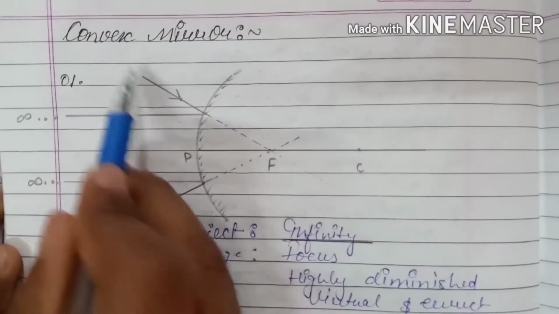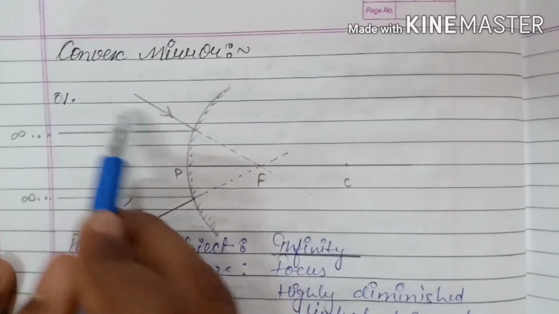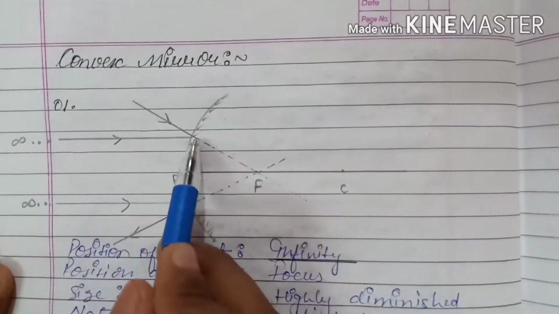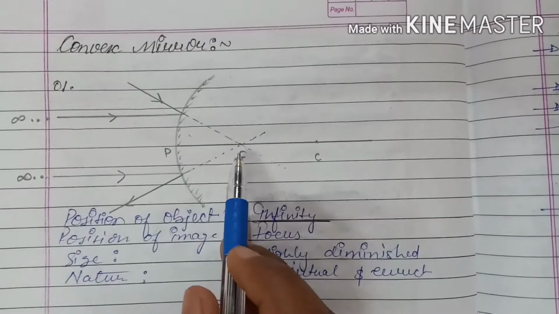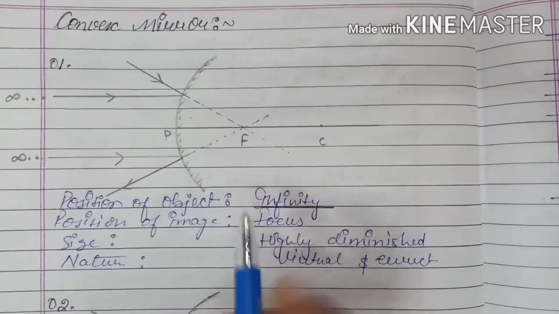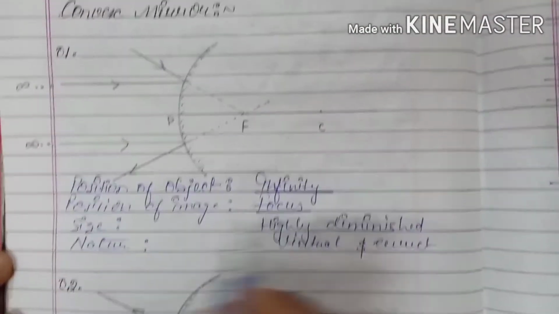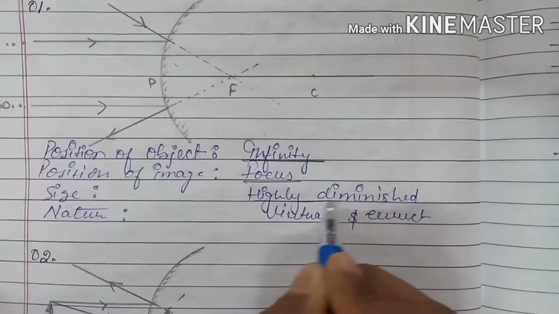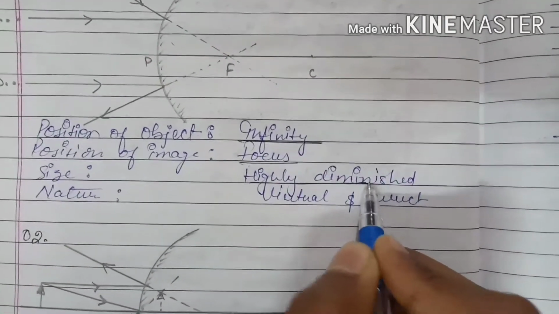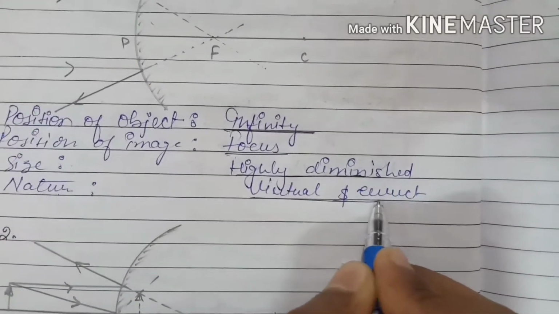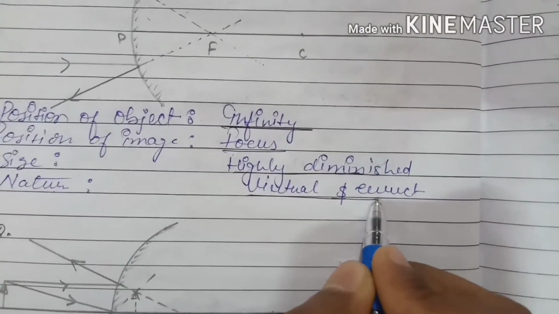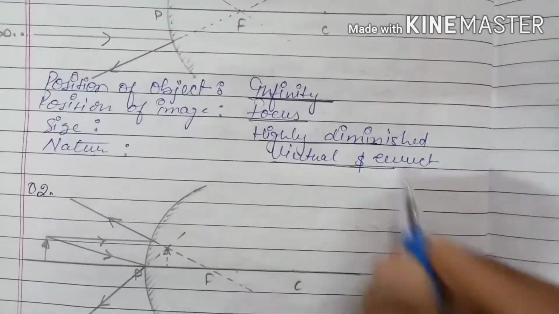See, at this part of the mirror, the rays will diverge. So when we extend the rays behind the mirror, we will see that the 2 rays are intersecting at focus. So we can say that the position of the image is focus and the size of the image is highly diminished. I have mentioned the meaning of diminished earlier, and nature will be virtual and erect. You have to remember that a convex mirror will always give a virtual and erect image.